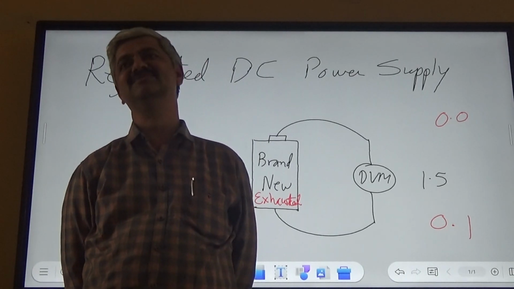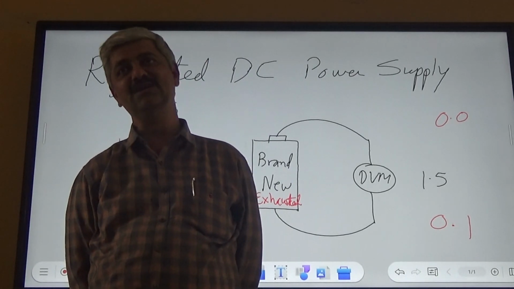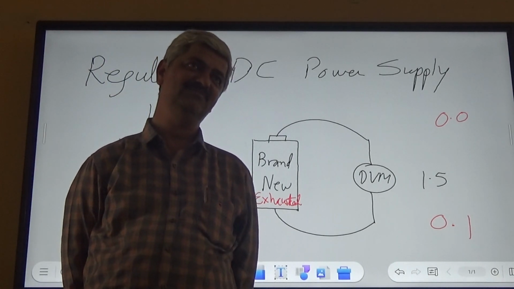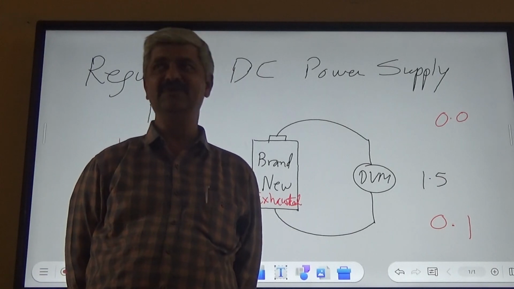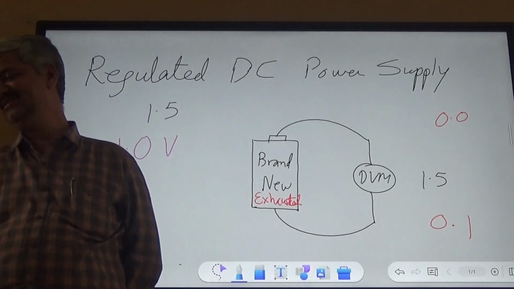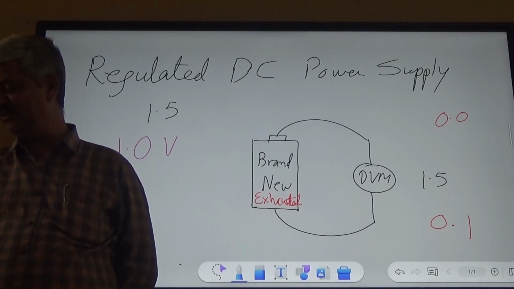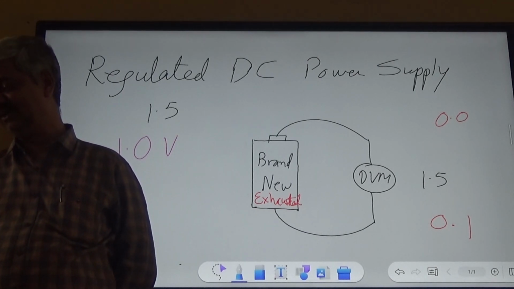Now the question is, will it work or not? If it works, then there are a few further questions, and if it doesn't work, then the obvious question is why it doesn't work. What do you think?